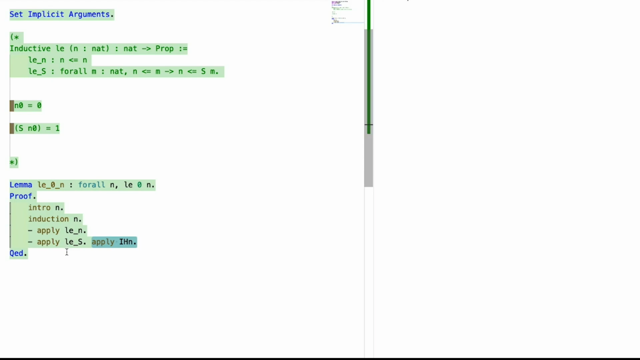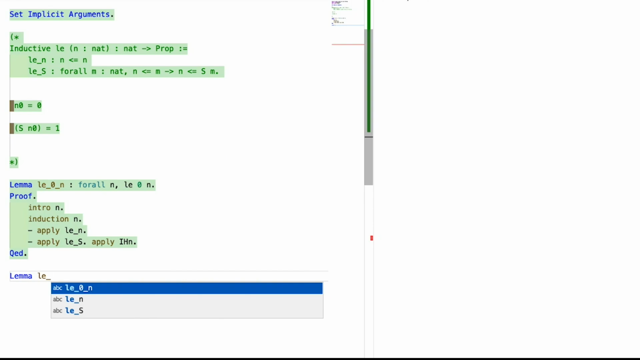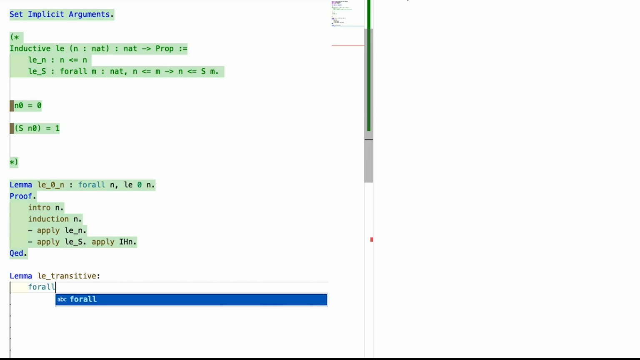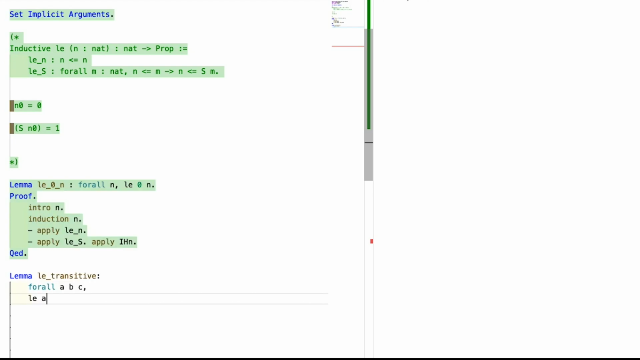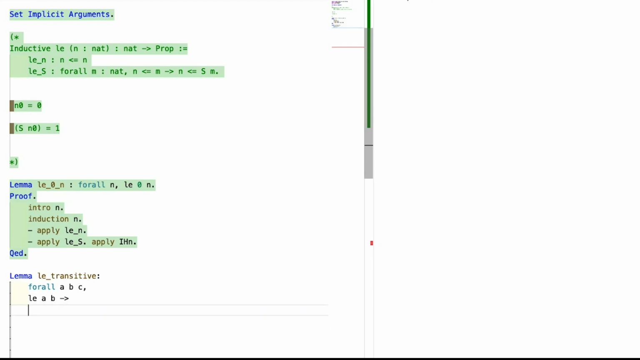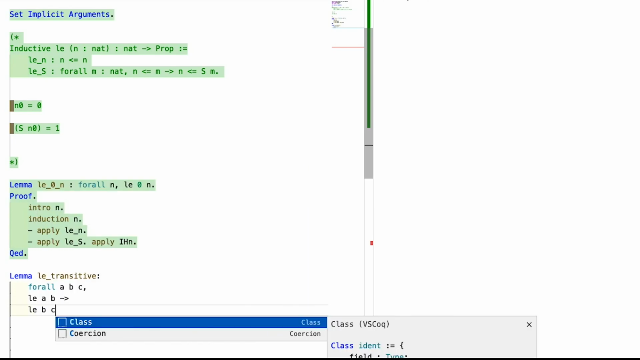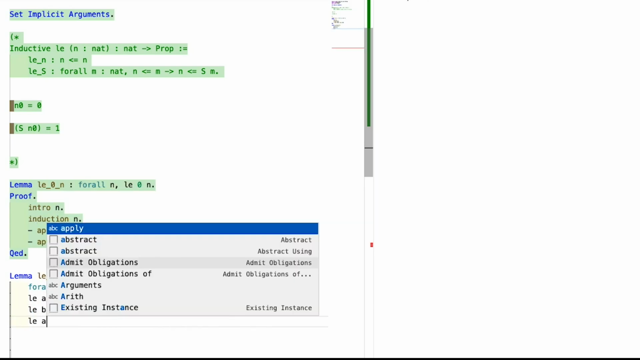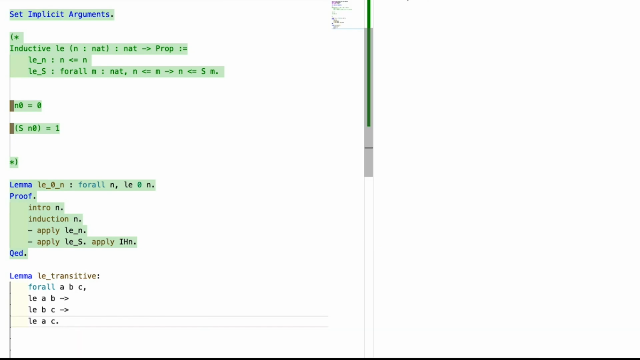Now let's look at the second example. In this example, we will use induction to prove transitivity about less or equal. And I'm going to use 3 variables here. So for all A, B, and C, if A is less or equal to B, and I know also that B is less than or equal to C, I should know that A is less or equal to C as well.